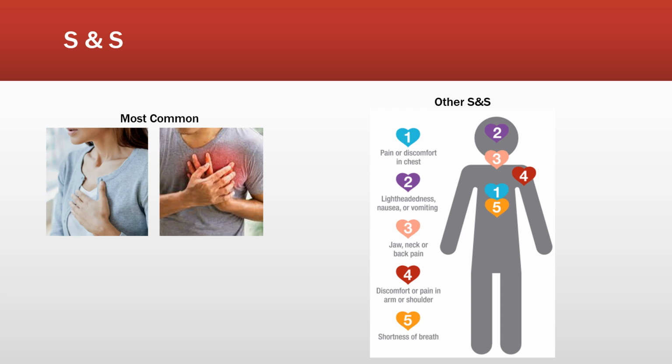Other signs and symptoms may be pain or discomfort in the chest, lightheadedness, nausea, vomiting, jaw pain, pain radiating straight through to the back between the shoulder blades, pain in the left arm or numbness, and, of course, like I just said, shortness of breath.